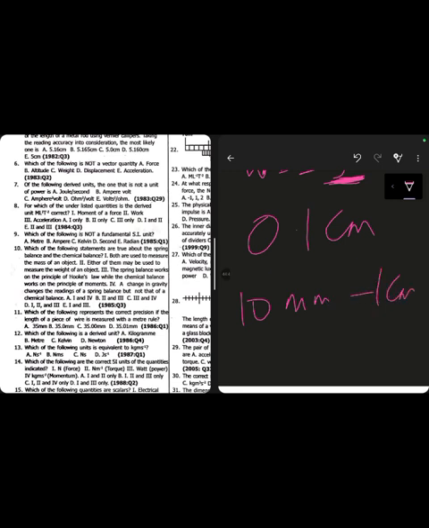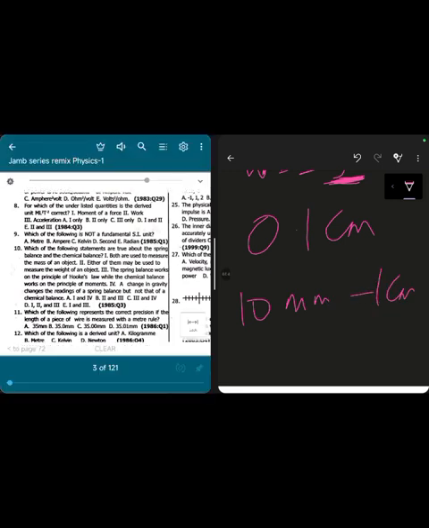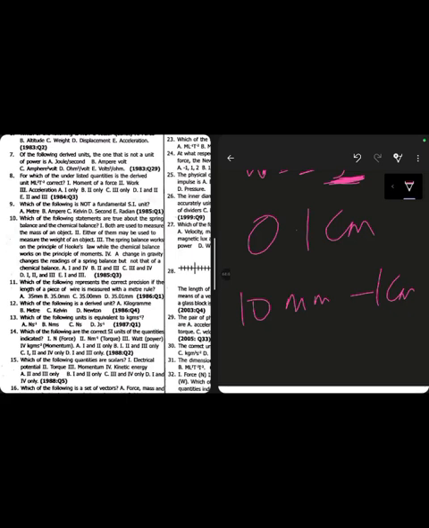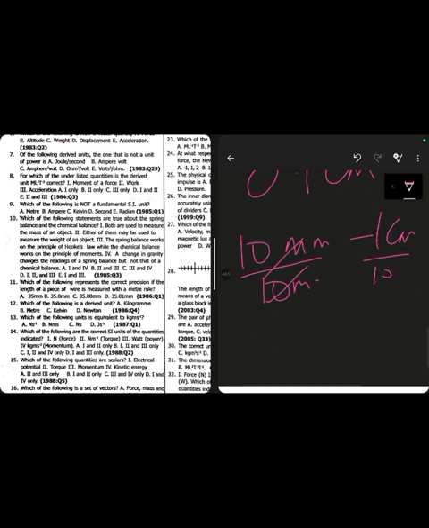Now this time around, they wrote the units in millimeters to confuse us. But we'll show them that we know what we are doing, right? So let's see, if I divide both of them by 10, that means what? Here I'll have 1 for millimeter. And for the centimeter, 1 over 10 will give me 0.1 centimeter.